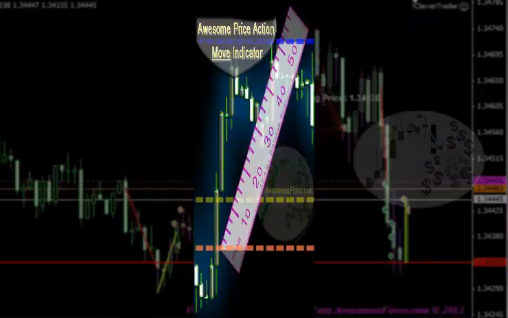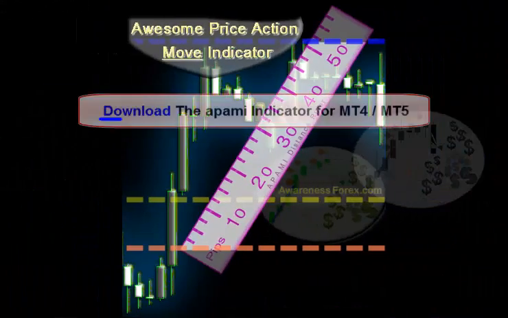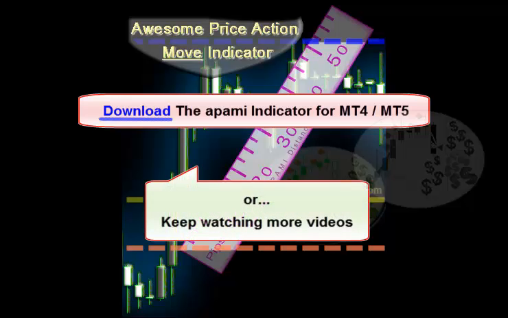There are many more advantages, too much to list. So the best thing for you to do is simply download the indicator, put it up on a couple of charts, and just see for yourself all the possibilities.